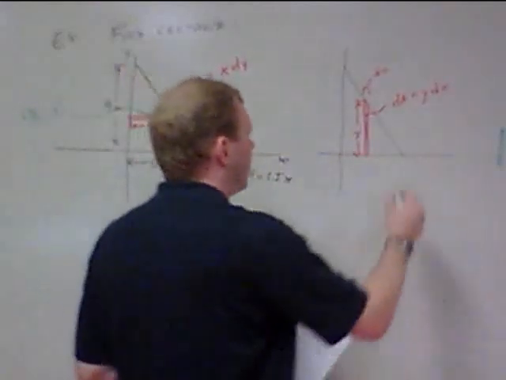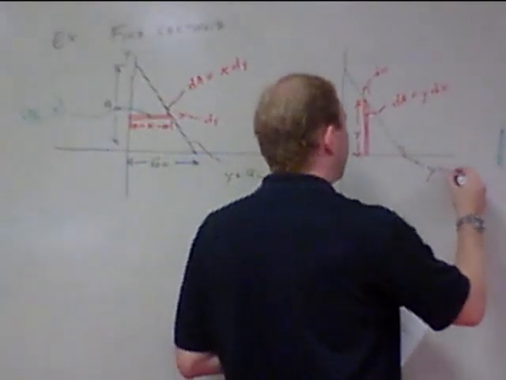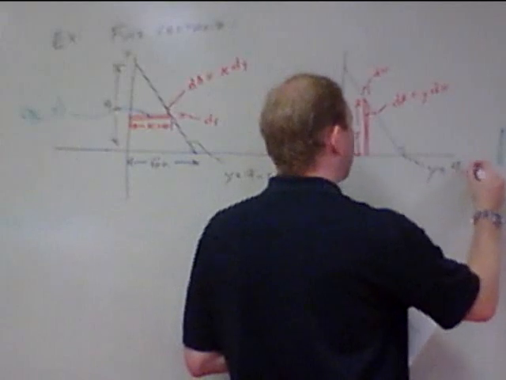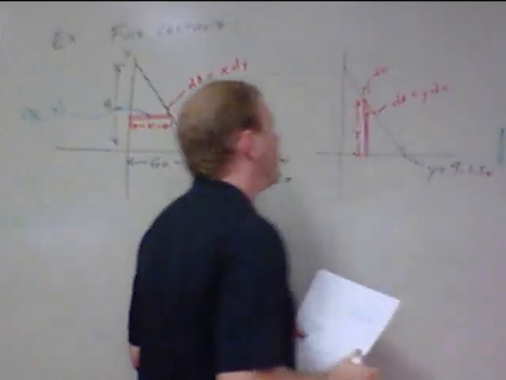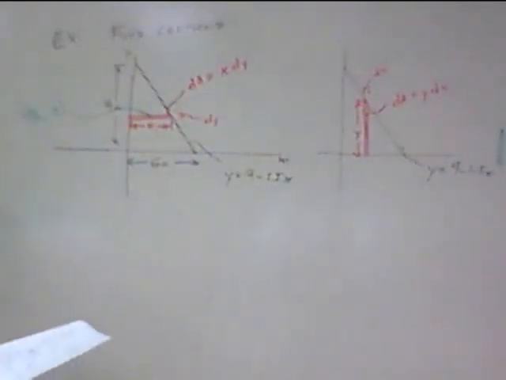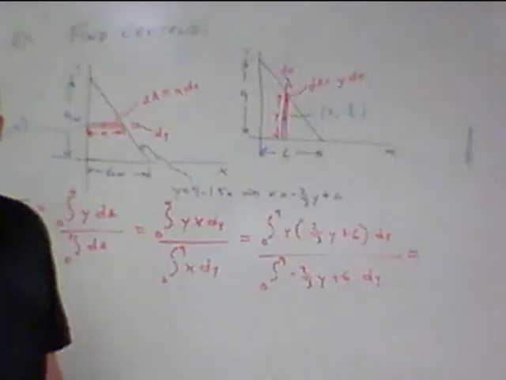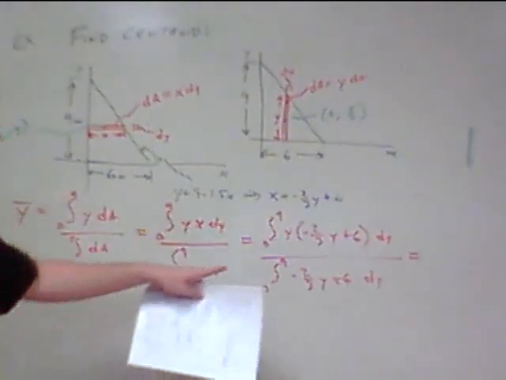This is also y equals 9 minus 1.5x. Okay, so what we need to do here is set up our equation for our centroid. Sorry, technical difficulties there.